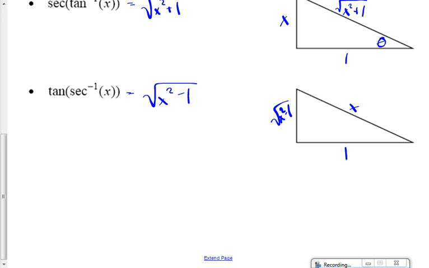You're going to need to memorize what's next, because we're going to do some derivatives. We're going to do some differentiating, if you will. Question? Yeah?